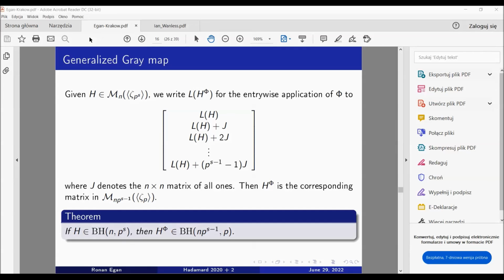Okay, so anyway, I think I pretty much covered what I was talking about on this slide. Anyway, you build your larger matrix over the pth roots doing this.